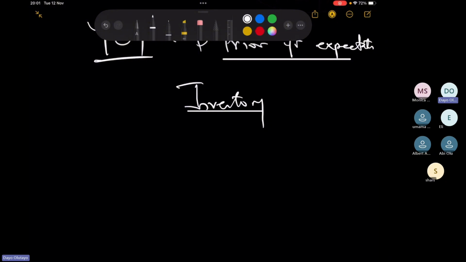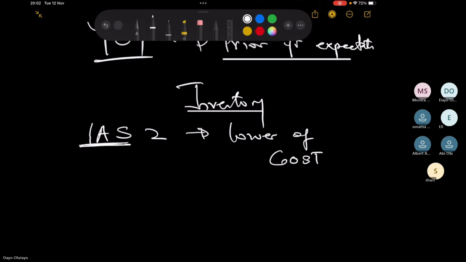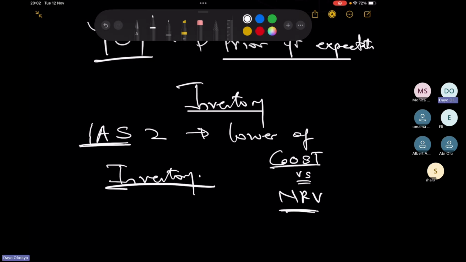Inventory, I believe you know what inventory is, but the starting point is, please always remember, like I said, what is the standard saying about it? This is IAS 2, and this standard says that you need to measure inventory at the lower of cost versus net realizable value. So whichever is lower, that should be the measurement of your inventory. So that when you want to do your audit or develop procedures, you bear this in mind.